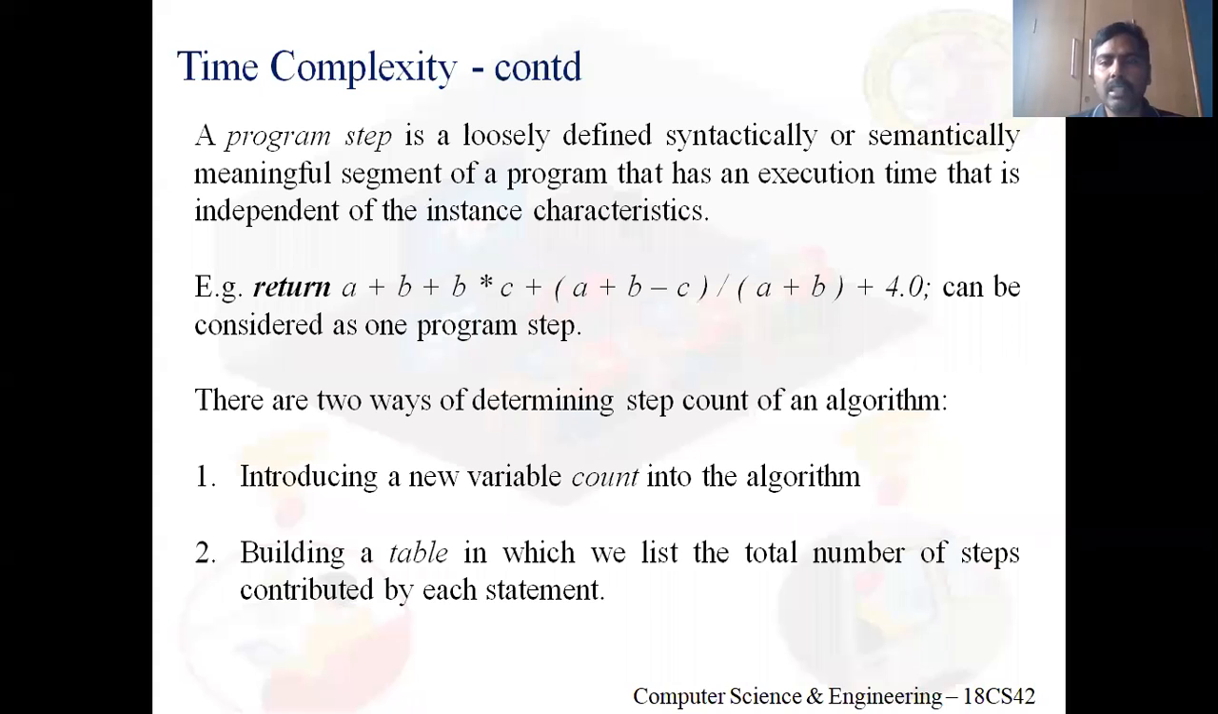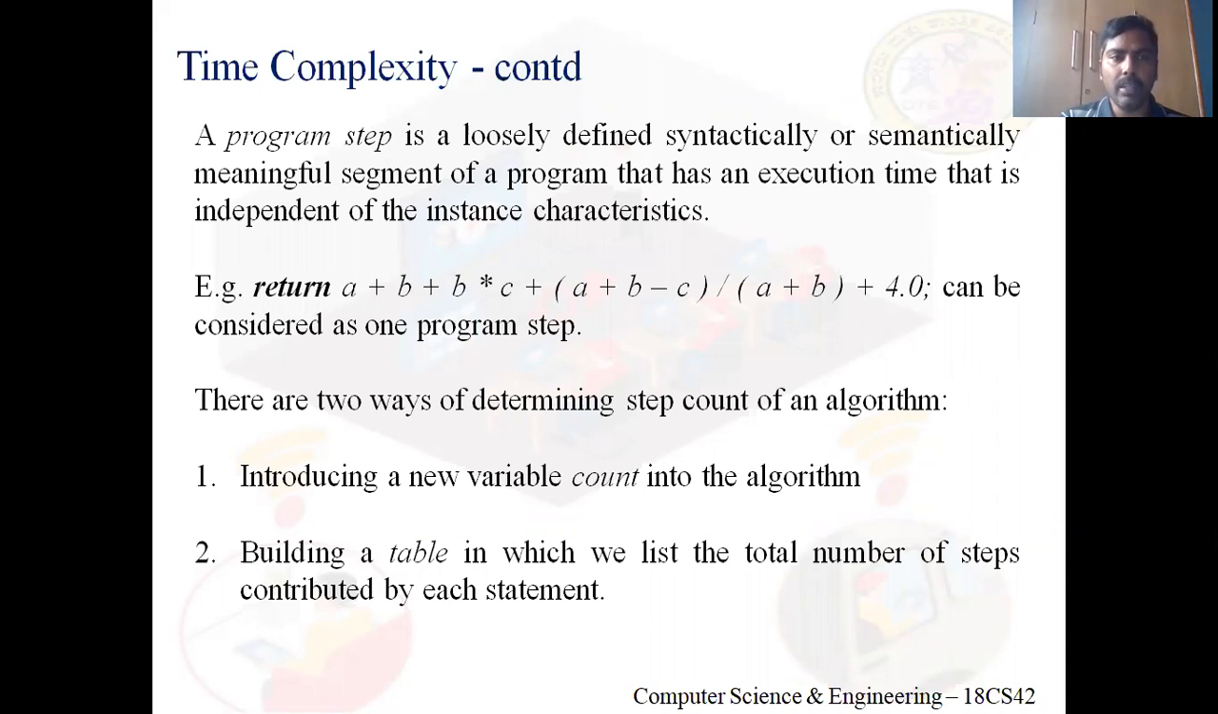We know that a statement is something terminated by a semicolon, right? So each and every statement we will call a step. Got it? Clear with the step? Program step means each and every independent statement. So for time complexity, we need to determine the number of steps.